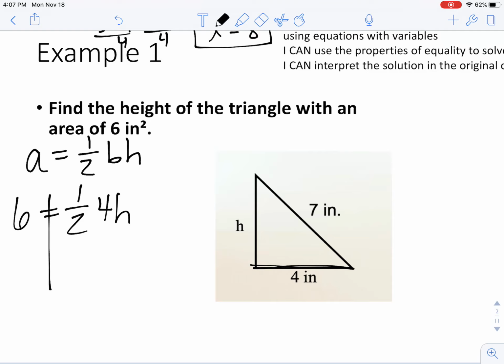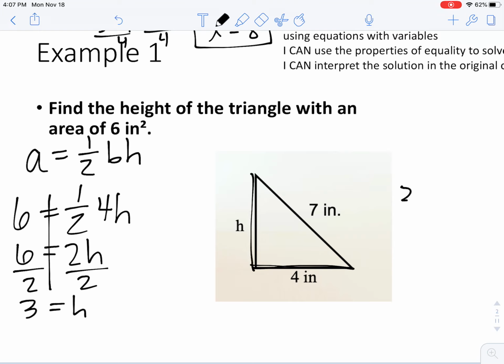We are going to solve for h. So I'm going to combine my like terms. So 6 equals 1/2 of 4 is 2. Then I'm going to divide both sides by 2. I get 3 equals h. So the height of this triangle is 3 inches. Not squared, just 3 inches. It's just the measurement.